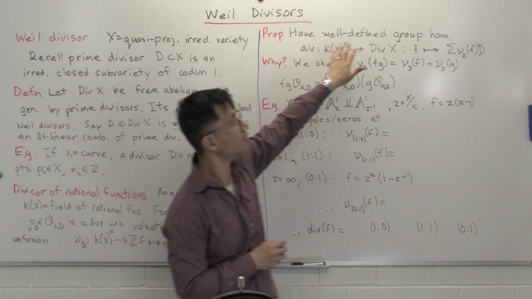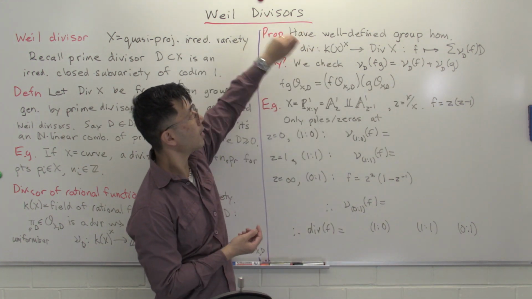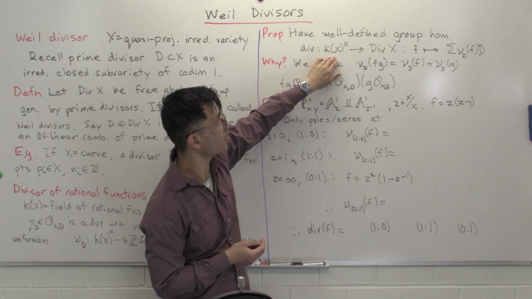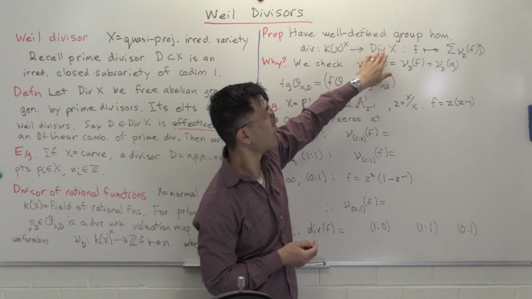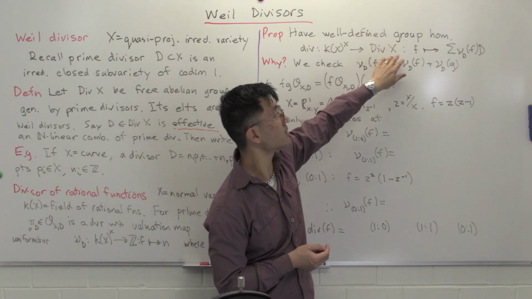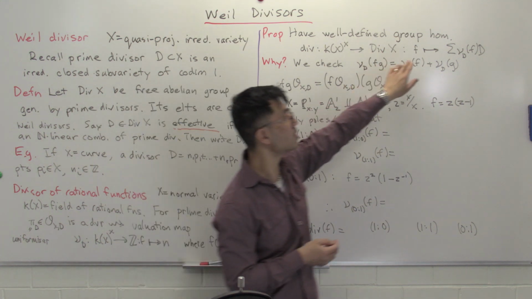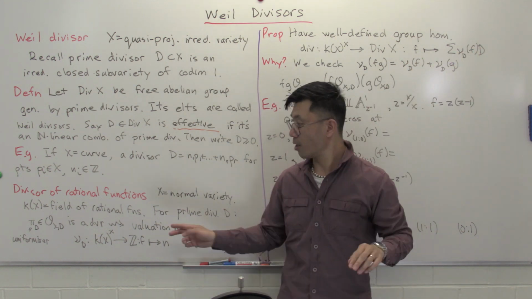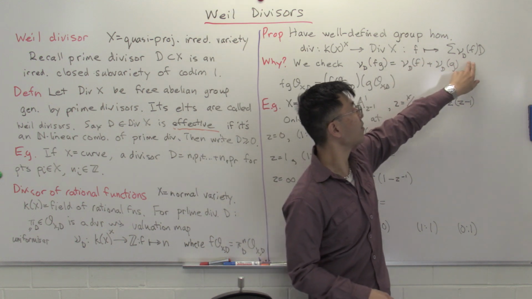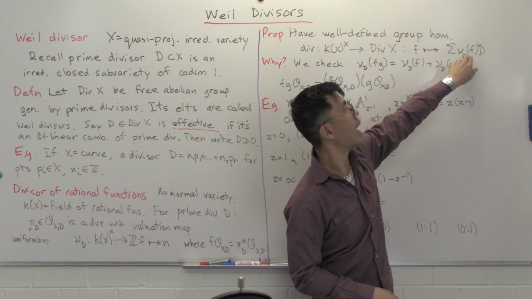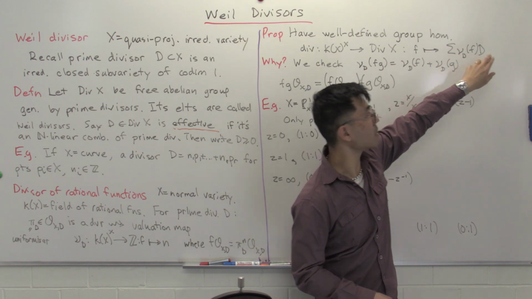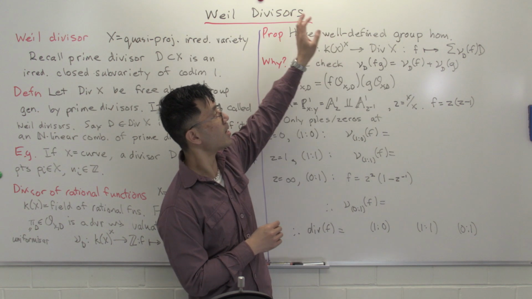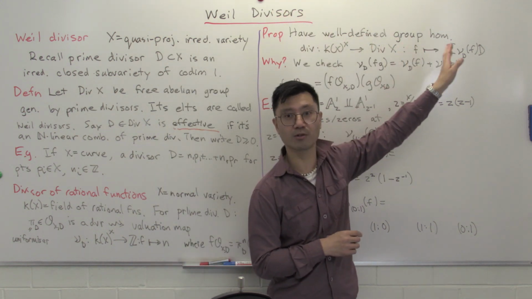Okay, so we have a well-defined group homomorphism from K(X)^×, the multiplicative group of non-zero rational functions on X, to this group of Weil divisors on X, Div(X). And it's very simple what the definition is. For each prime divisor D, we apply this valuation map ν_D(f). That gives you basically the order of the zero of f along D, and that's going to be the coefficient of D, and you need to make that sum. And the nice thing is that this is actually a group homomorphism, and it's well defined.